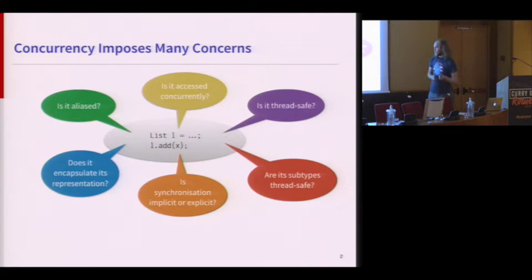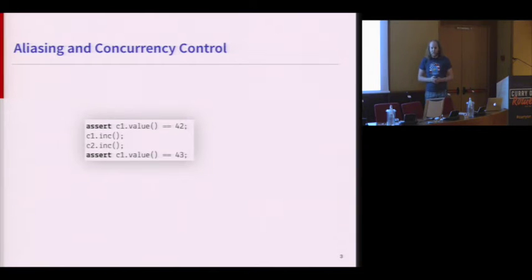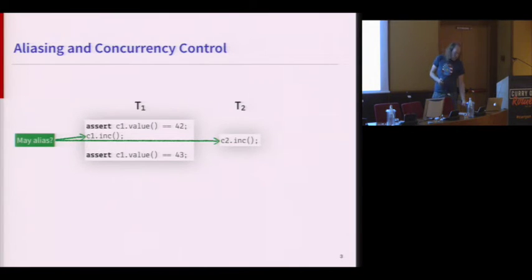a lock or something? So using a very classic example, here's a program with two variables, C1 and C2, which are pointing to some counters, and we increment them both, and in the end we want to know if C1 has increased its value by 1. So in order to reason about this program, we have to know if C1 and C2 can alias or not. In the concurrent setting, we still have to think about if they may alias, but we must also think about if the objects are properly synchronized.